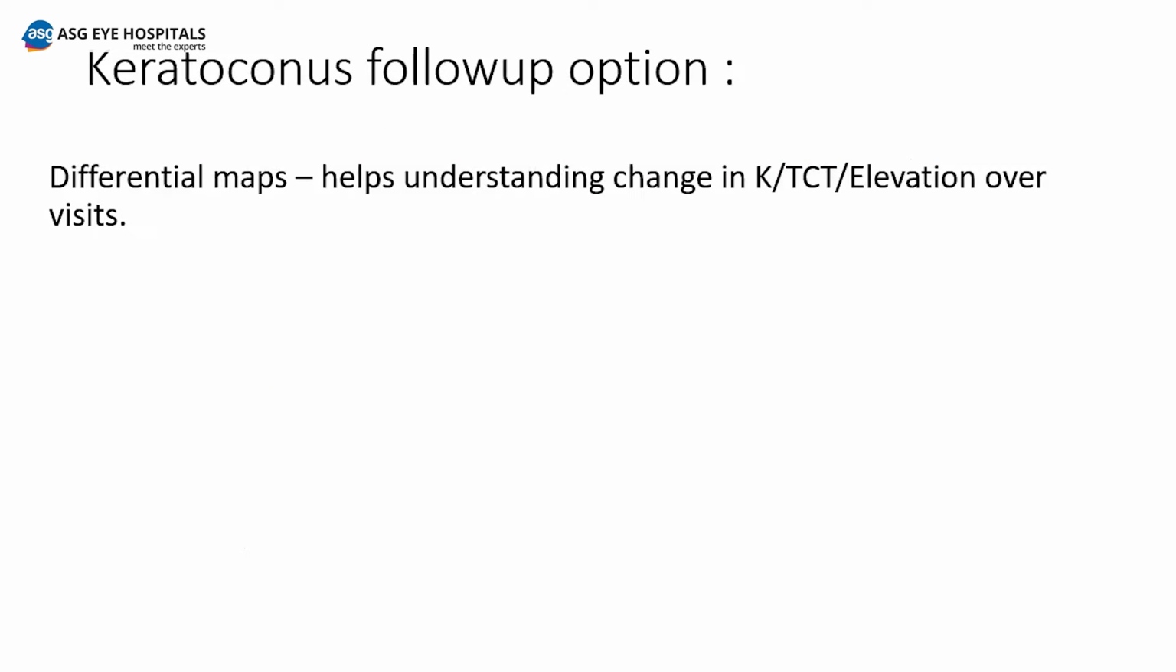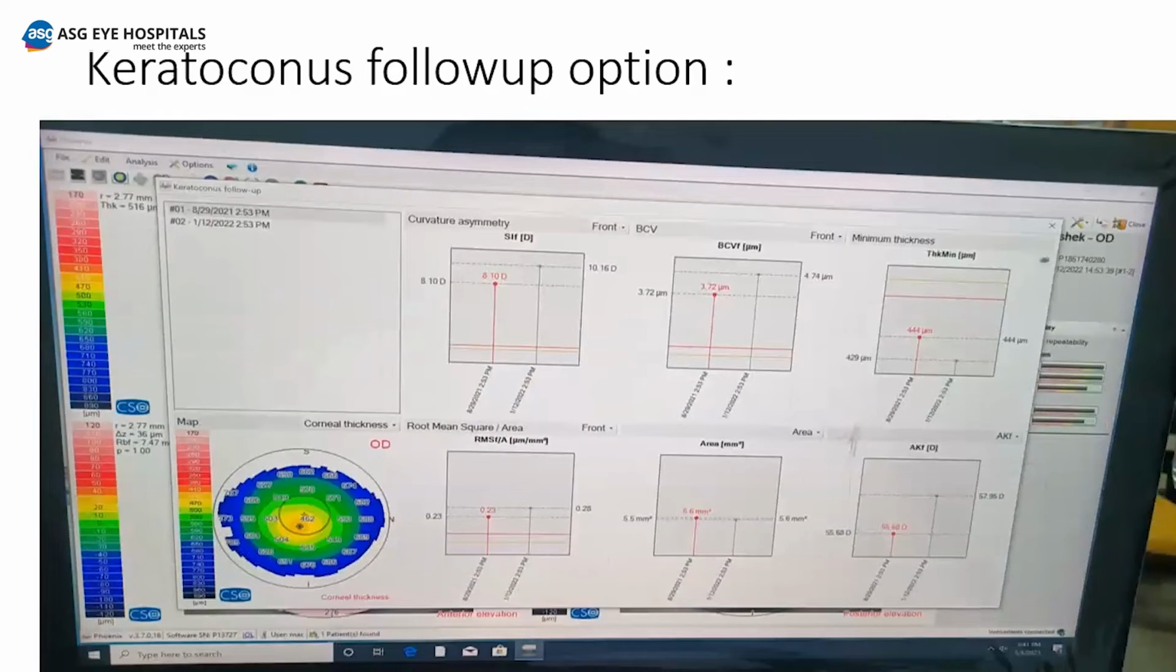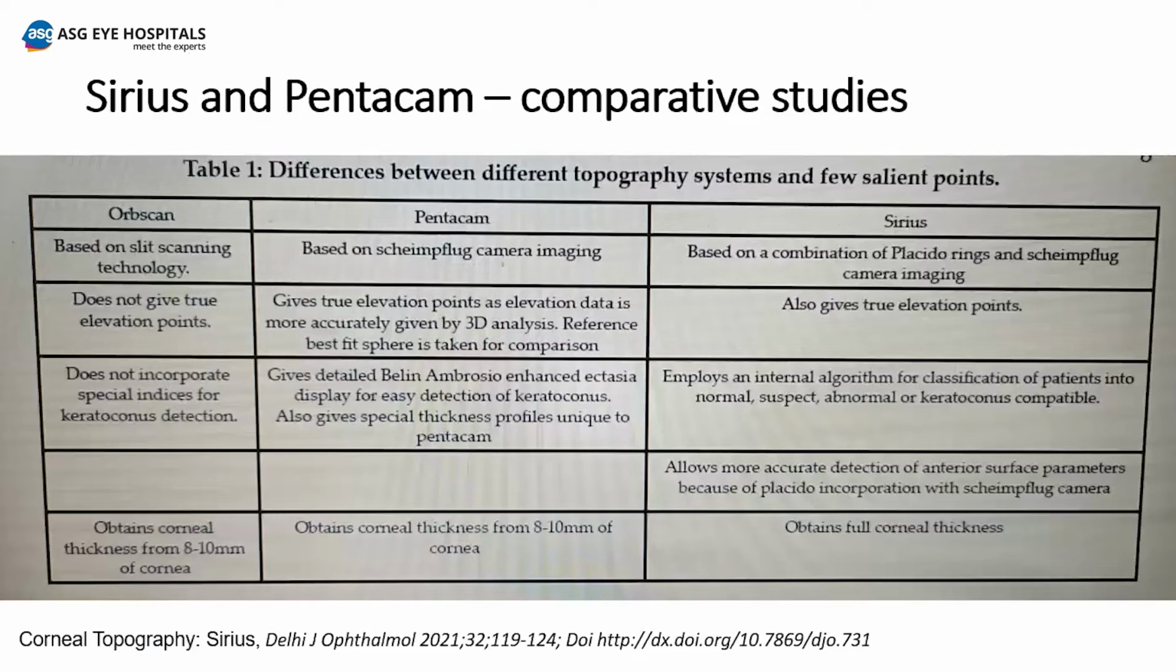There is also a keratoconus follow-up option, where you can understand the change in keratometry, thinnest corneal thickness, and elevation over the visits. This is important to see the changes pre and post C3R, or pre-C3R, to see if there is progression. It is very easy to analyze this way if you go to the system and check the same patient at different visits. The difference between Sirius and Pentacam is that Pentacam is based only on Scheimpflug, and Sirius is based on both. Sirius may have better anterior surface parameters because of Placido incorporation.